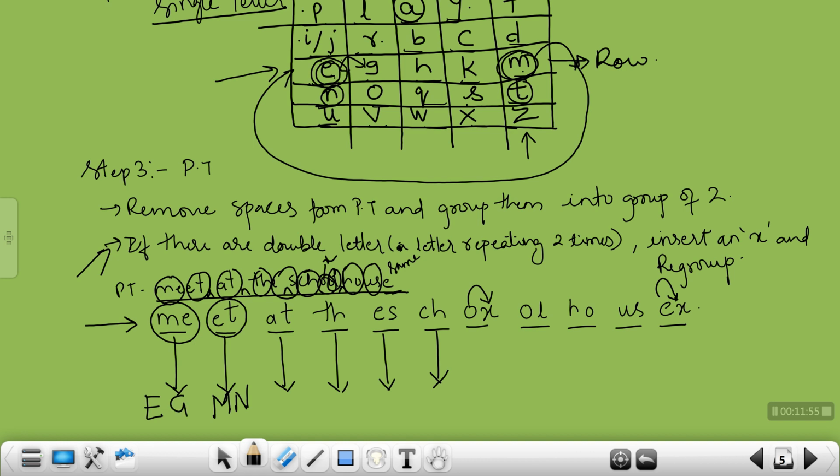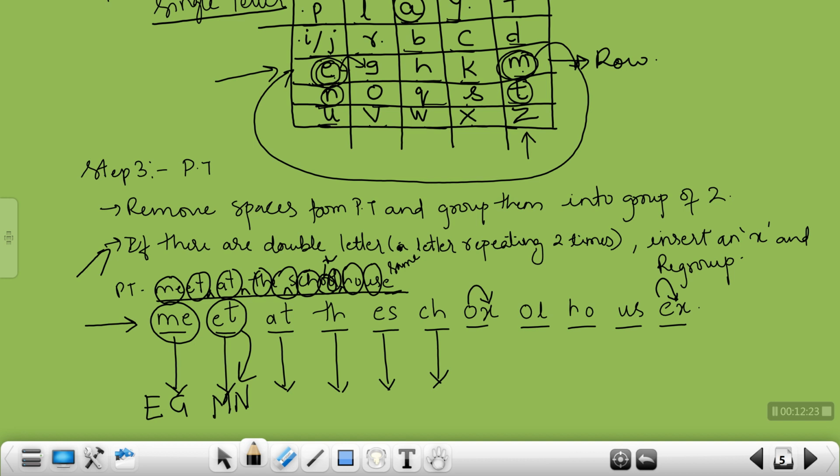Okay. So your first rule says that if both the characters are not in the same row or same column, we have to replace it with the character present in the same row of another column and same column of another letter. Okay. So that is how we have converted ET into MN. Second rule says that if they are present in the same row, for example, your ME was present in the same row. So we will replace it with the letter immediately to the right of it.